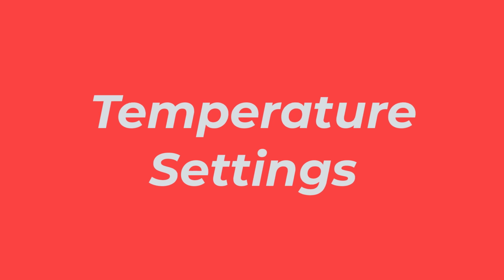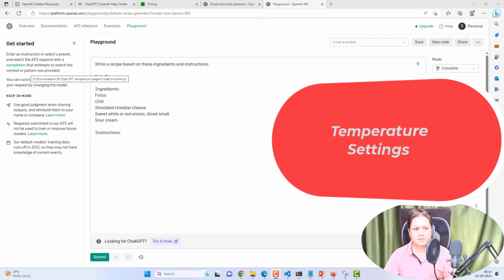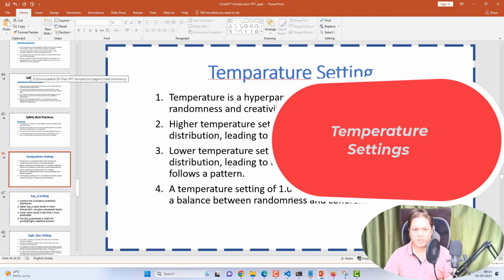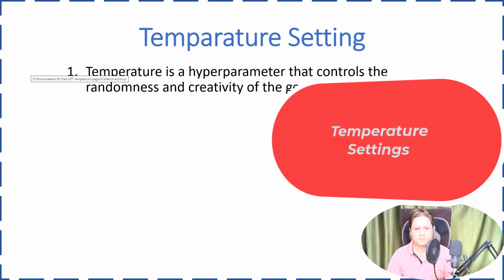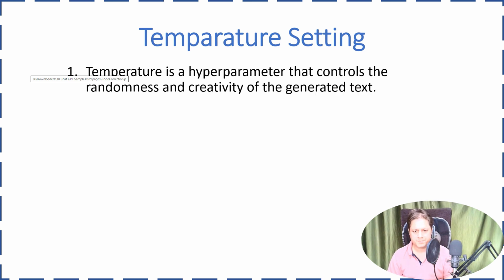We'll talk about one of the important settings in ChatGPT whenever you call any request and get the response. One of the very important settings is the temperature setting, which you can see on my screen right now. I am going to explain it. It is a parameter that controls the randomness and creativity of the text. It is very important, and people get confused.